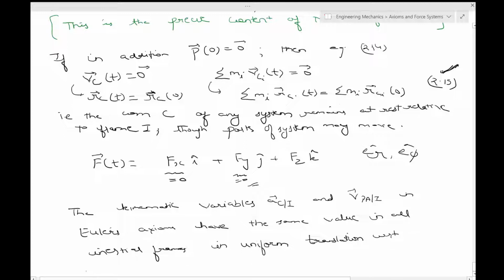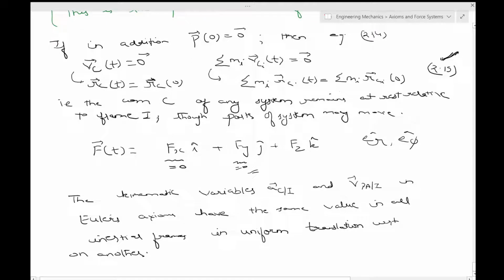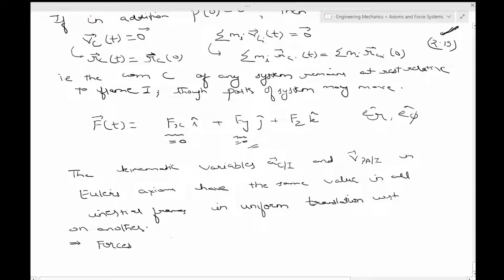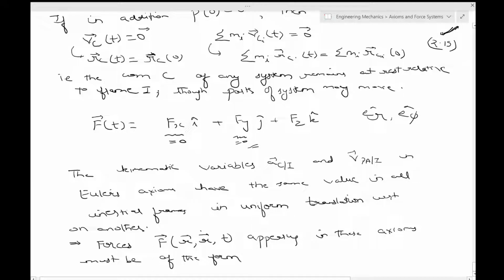With respect to one another. This implies that the force F, dependent on the position, the velocity, and the time appearing in these axioms, must be of the form F of R2 minus R1, R2 dot minus R1 dot, and T.